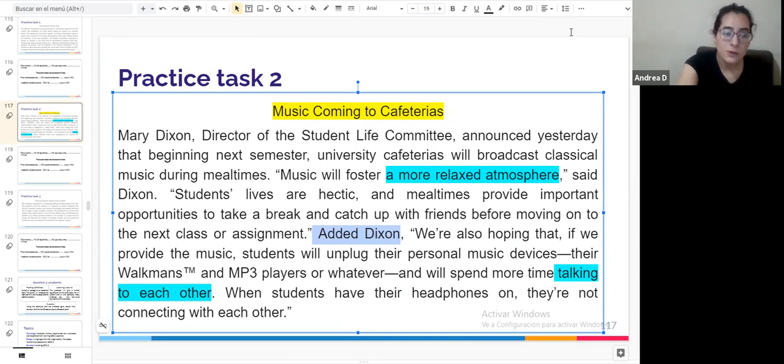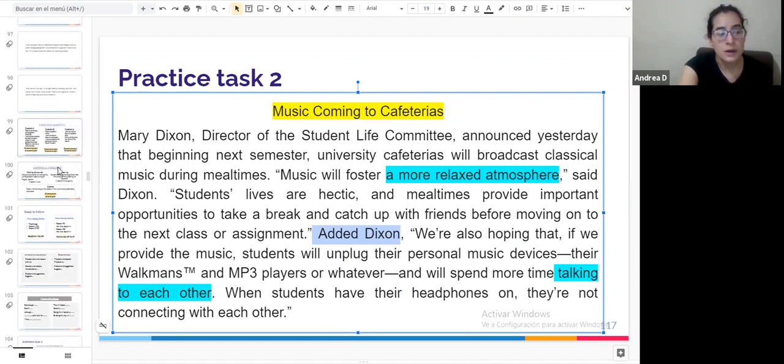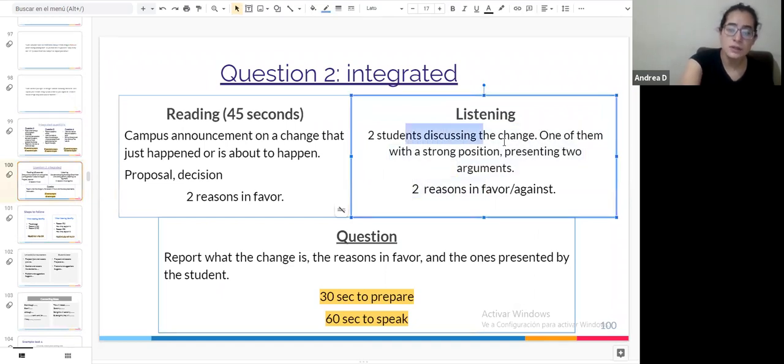Okay, so after you read, the 45 seconds are over. As I was saying, you will have to listen to a conversation. Now, this conversation here is going to be between two students who are going to be discussing the change. So the students are going to be talking about that announcement that you just read. And one of the two of them is going to have a very strong position. Okay, so one of the students will have their mind made up. So they could be in favor of the change and be like, that's a great idea, or against it and be like, that's a terrible thing to do, I don't like it, it's not going to work.